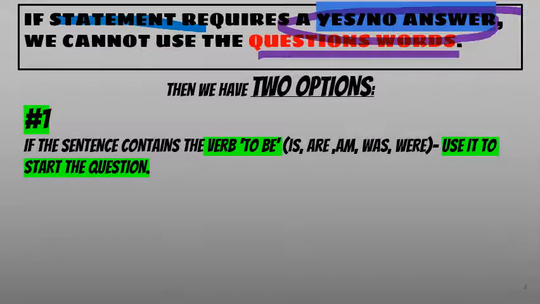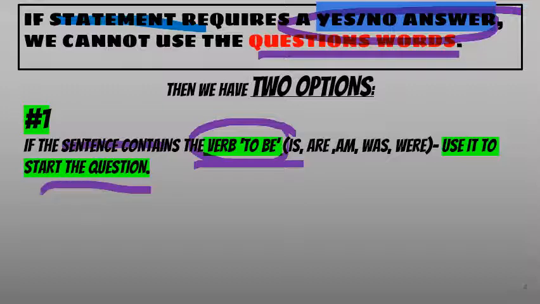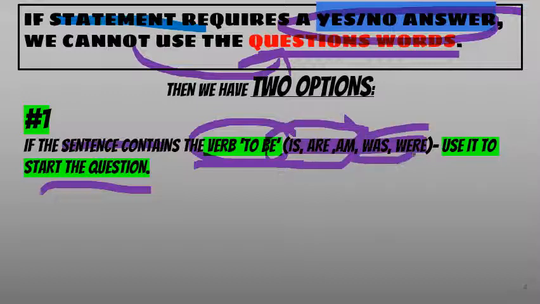My first option is I must check whether my statement or my sentence contains my verb to be. And then I'm going to use that verb to be to start my question when I convert my statement into a question. These are some examples of what my verb to be is. You remember my verb to be is a helping verb, also sometimes referred to as an auxiliary verb. There are many different forms of them, but today we are just going to look at my simple present and my simple past auxiliary verbs to keep things simple.